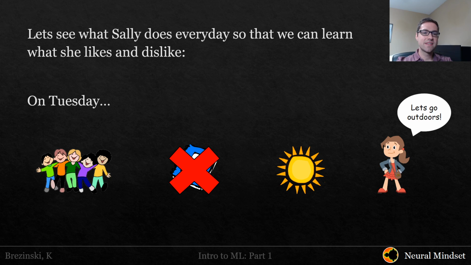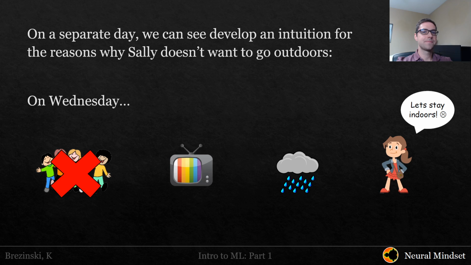So we can look at the fact that she wants to go outdoors versus stay inside. And we can also look at the fact that, to keep it simple, we left off the example of the television. But we know, depending on her friends, homework, and the weather outside, whether or not she wants to go outdoors. So we can already develop a preliminary intuition for what she likes and doesn't like.